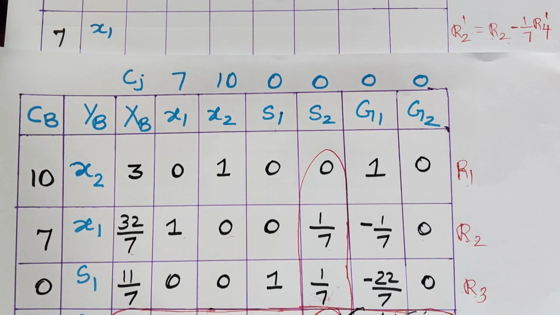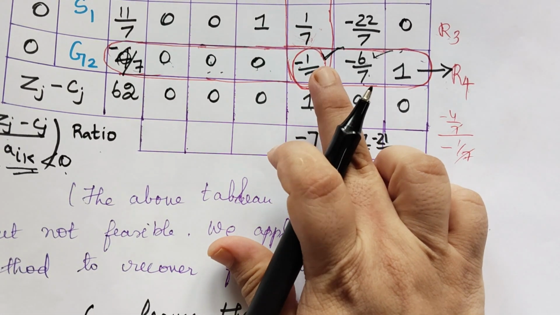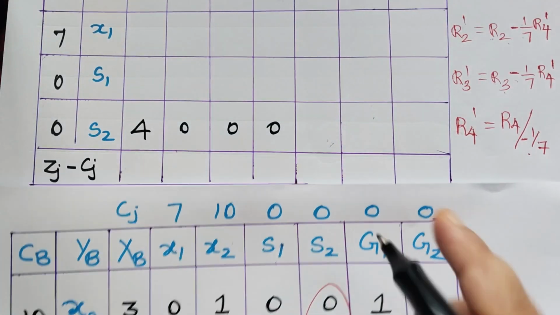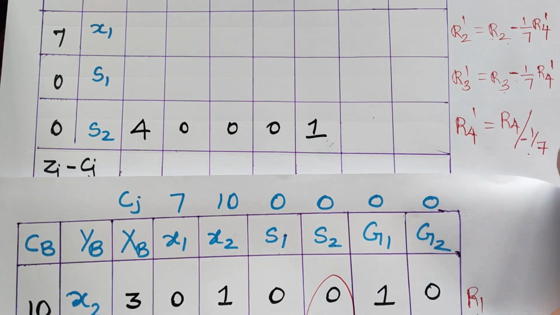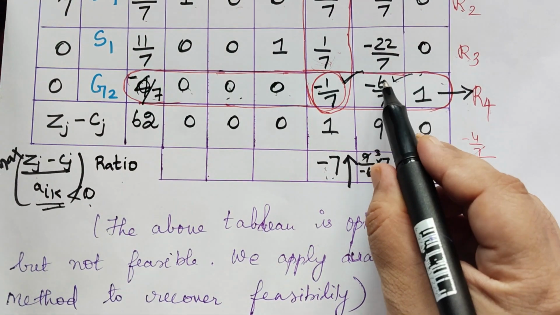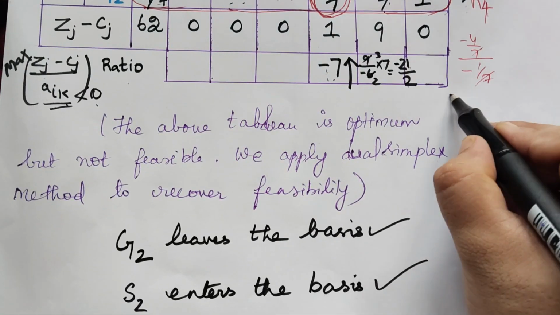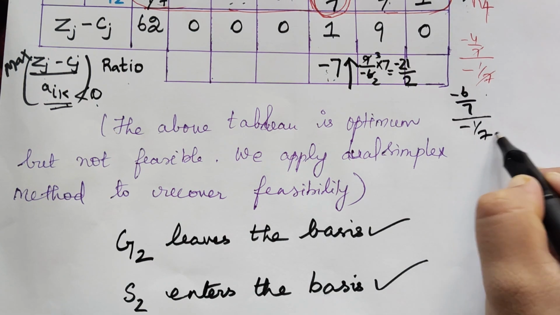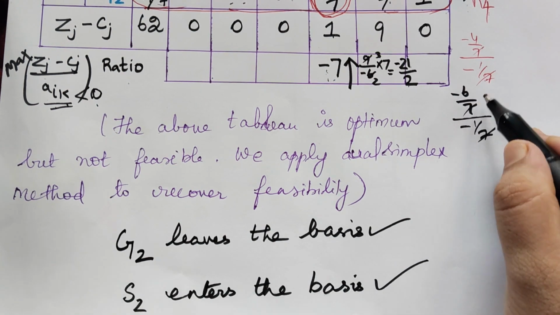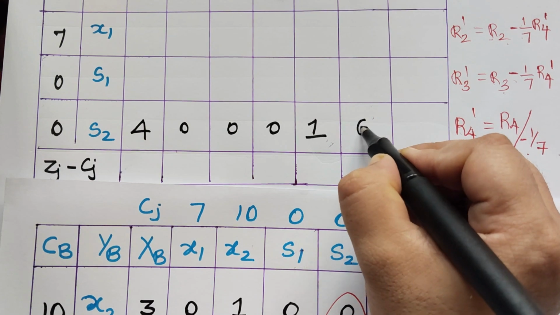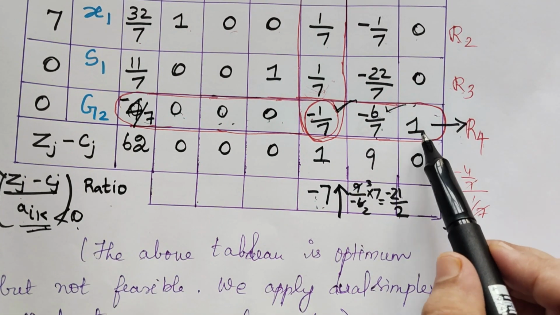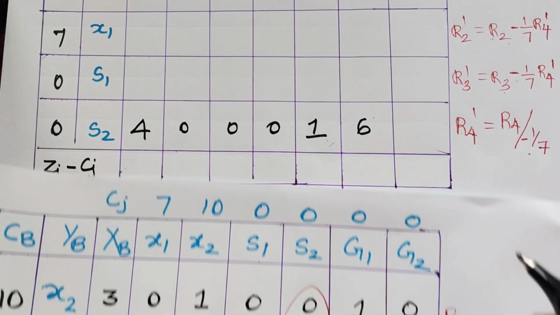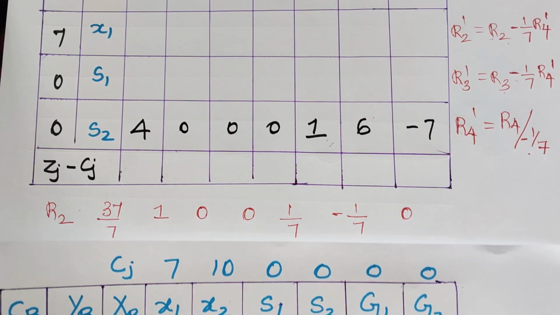So 0, 0, 0. What is the next value? Minus 1 by 7. So minus 1 by 7 divided by minus 1 by 7 is 1 only. And then we have minus 6 by 7. So minus 6 by 7 divided by minus 1 by 7 will be 6. So this value will be 6. And then we have 1. So 1 divided by minus 1 by 7 will be minus 7. So we have obtained R4 dash.